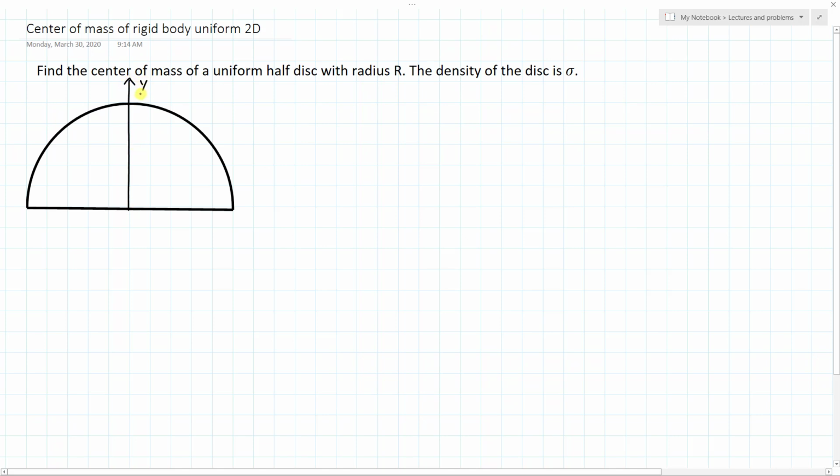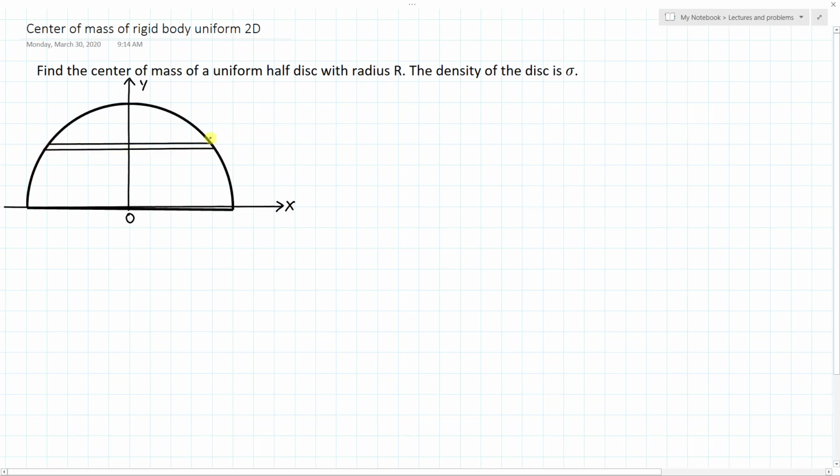Let's call this y, and we'll also set up an x-axis. I'll call this x, and here's the origin. All right, so the center of mass is somewhere over here, and we need to find out where. In order to do this calculation, let's draw an arbitrary slice. Let's slice up this half disk.